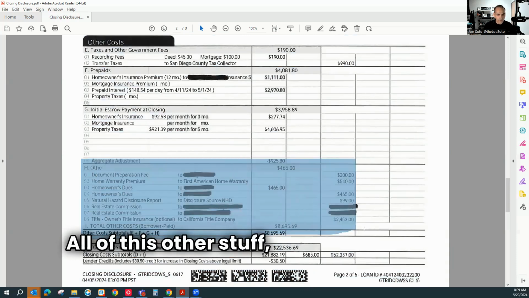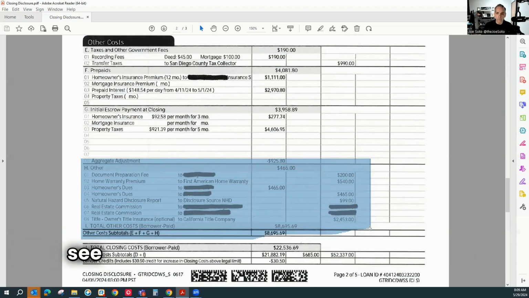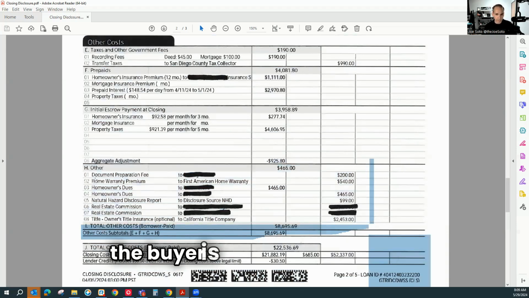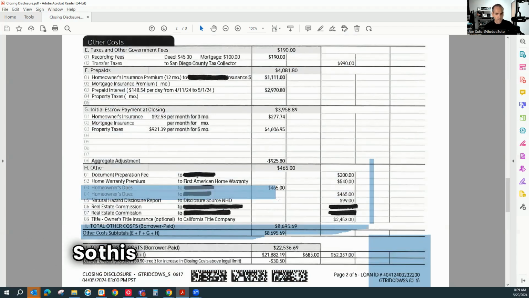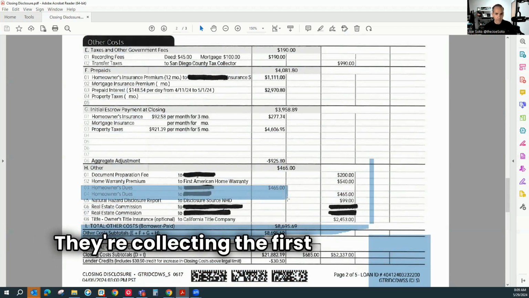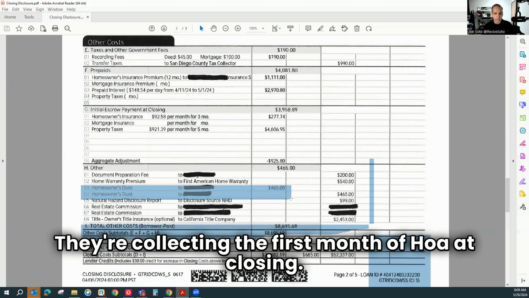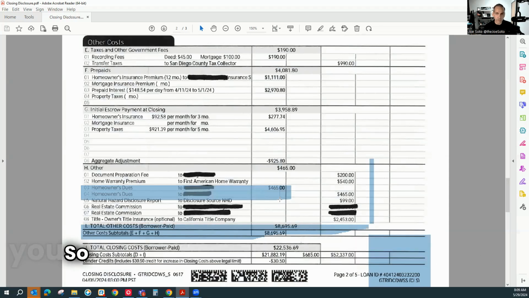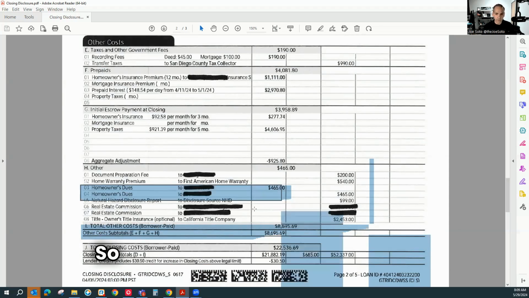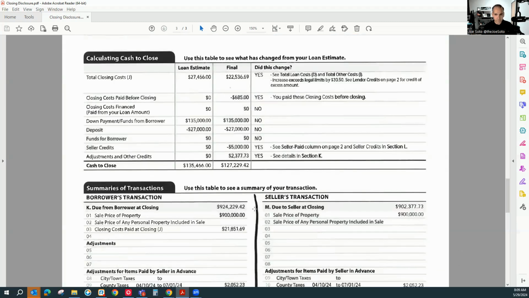All of this other stuff, all different things. You can see most of it is paid to the seller, right? Paid by the seller. The part that's due to the buyer is homeowner's dues. So this particular property had an HOA. They're collecting the first month of HOA at closing, and that is collected right there. So if you have an HOA, know that that's going to be part of your settlement. So that's going to be right in there.